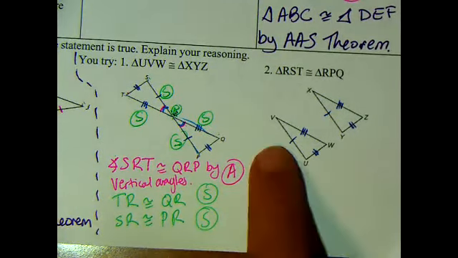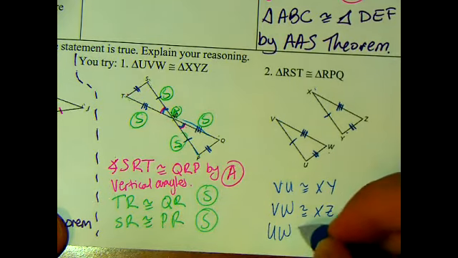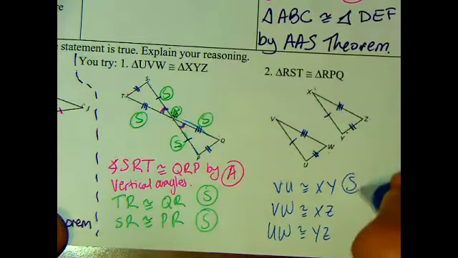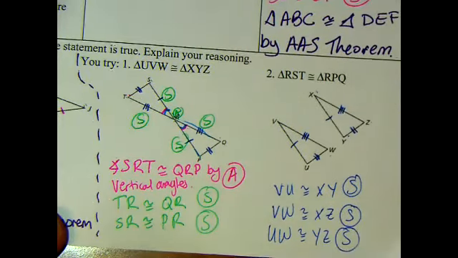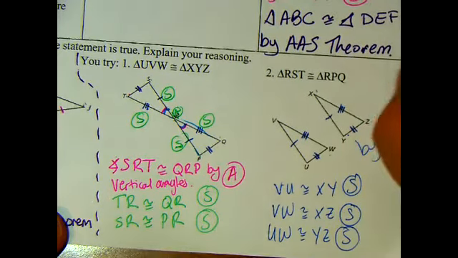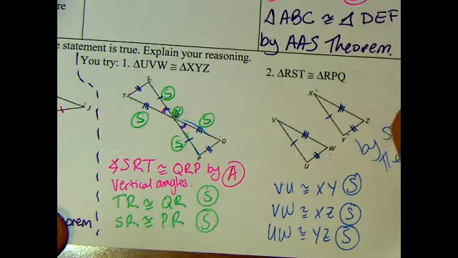Yeah, I'm pretty sure they did. VU is congruent to XY. VW is congruent, 3 tick marks here, to XZ. And UW is congruent to YZ. Okay, so I have a side, that's another pair of sides, that's another pair of sides. Okay, so this would be by the side, side, side theorem.